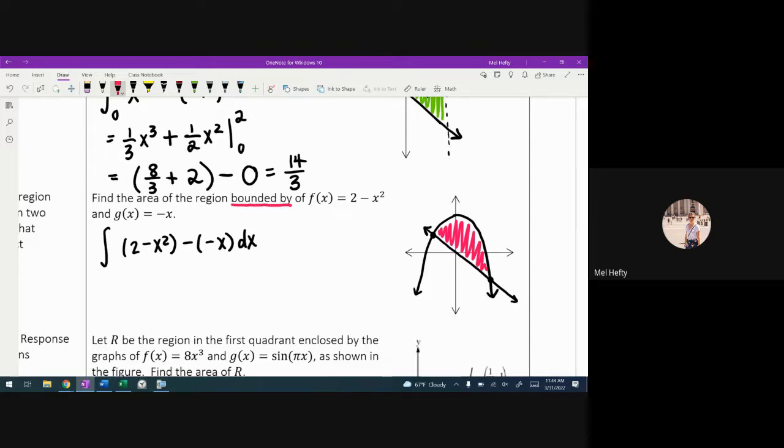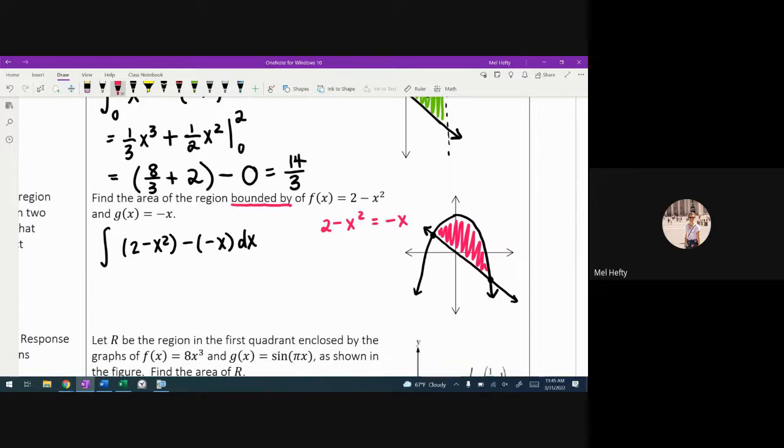Okay, I could try to reason it out with slope. Algebraically, though, I want those two functions to meet. What can I do to the two functions? I could set them equal to each other. So let's go ahead and take 2 minus x squared and set it equal to negative x. Thoughts on how I can solve this equation?